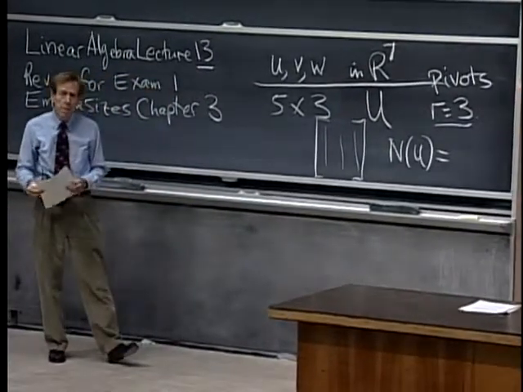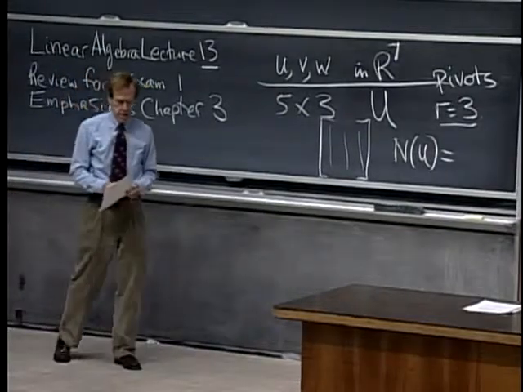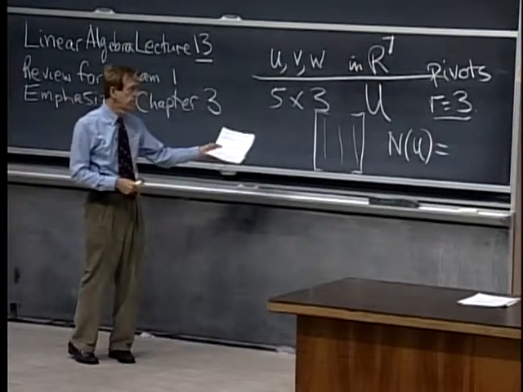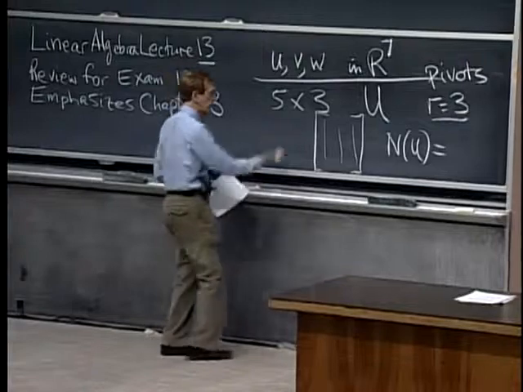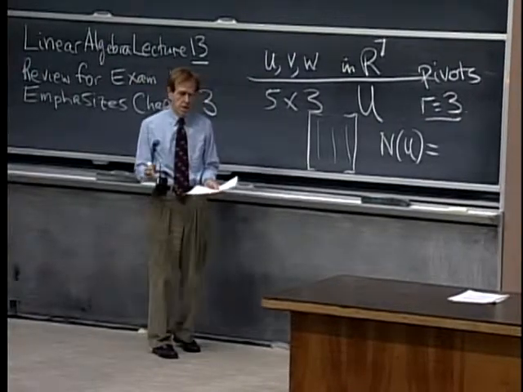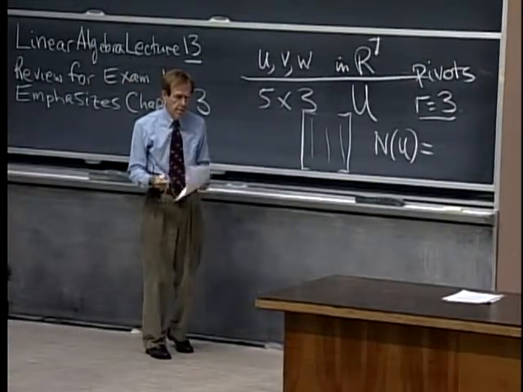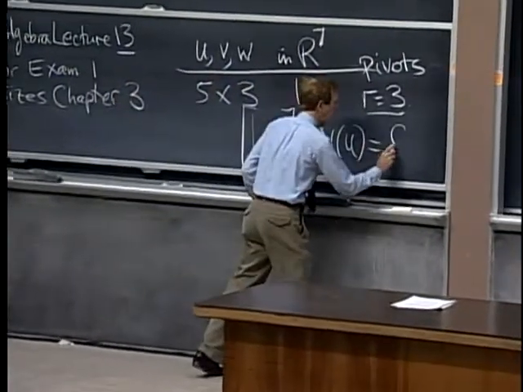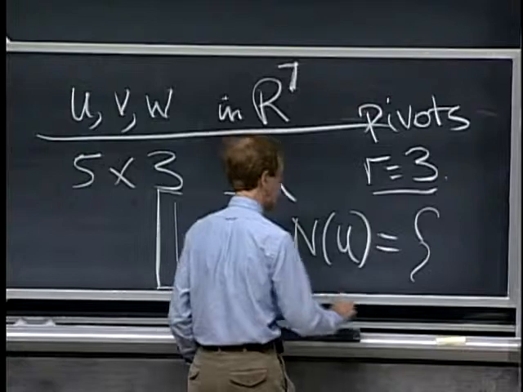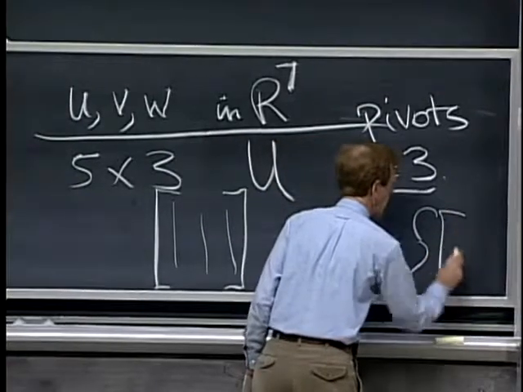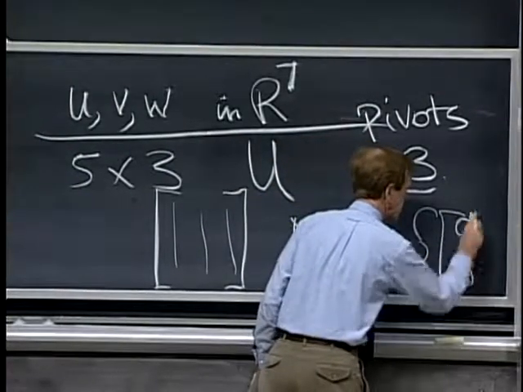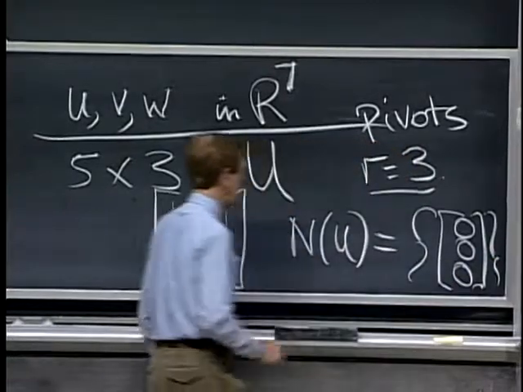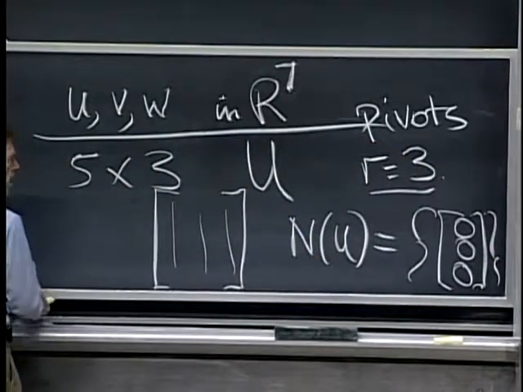And what is it? It's only the 0 vector, because we're told that the rank is 3, so those 3 columns must be independent. No combination of those columns is the 0 vector, except the trivial one, so the only thing in this null space is the 0 vector. And I could even say what that vector is, 0, 0, 0. That's okay. So that's what's in the null space.